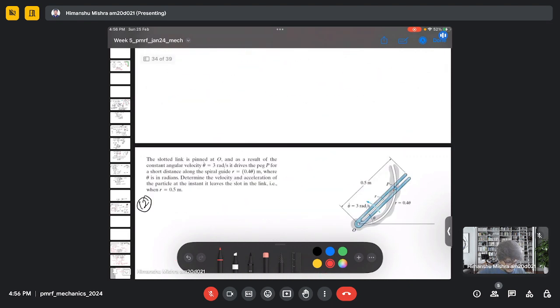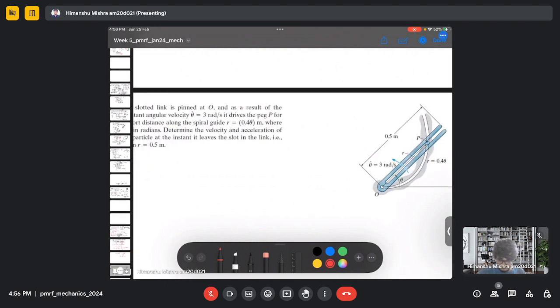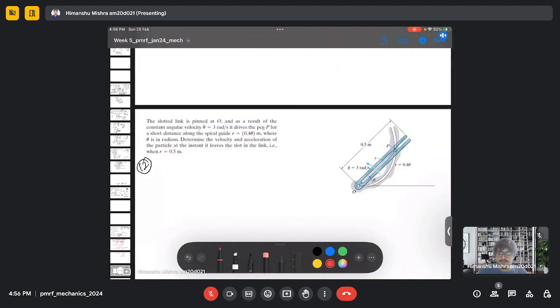Now, solving a similar kind of question here. So here we have a slotted link which is pinned at O, and as a result of constant angular velocity theta dot, which is 3 rad per second, it drives the peg P for a short distance along a spiral guide r, which is given as 0.4 theta. Determine the velocity and acceleration at r equal to 0.5 meter.